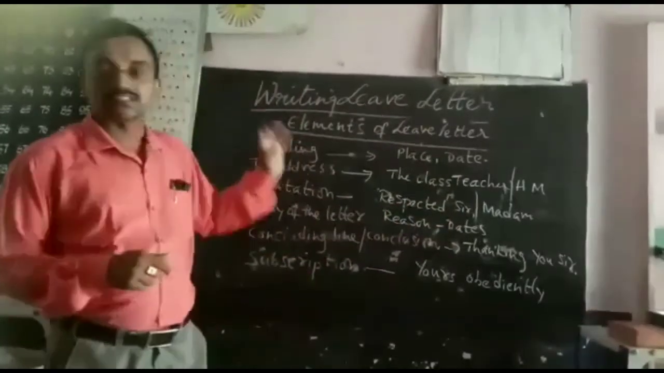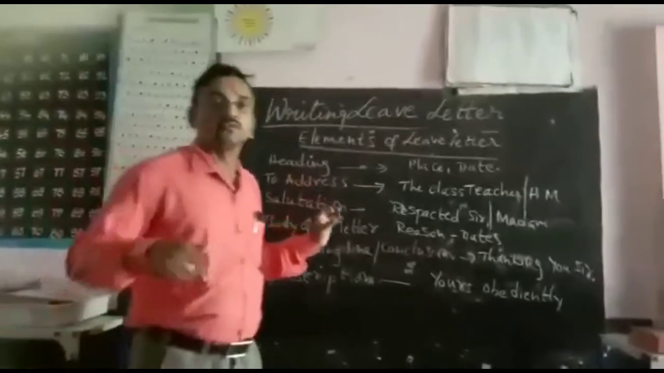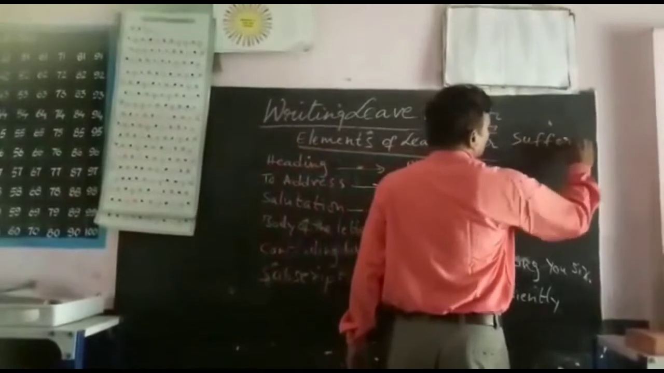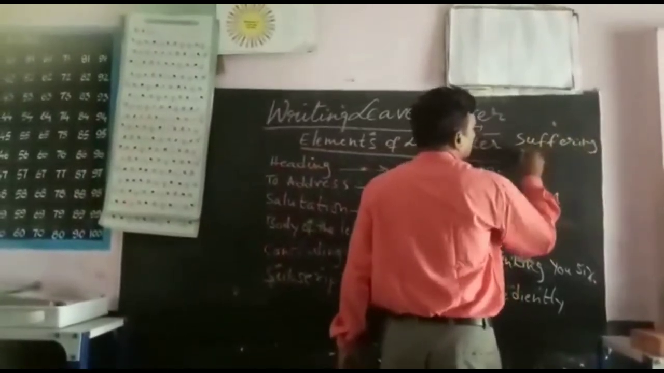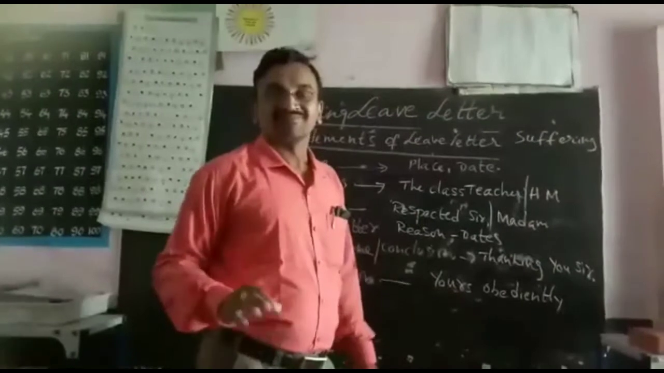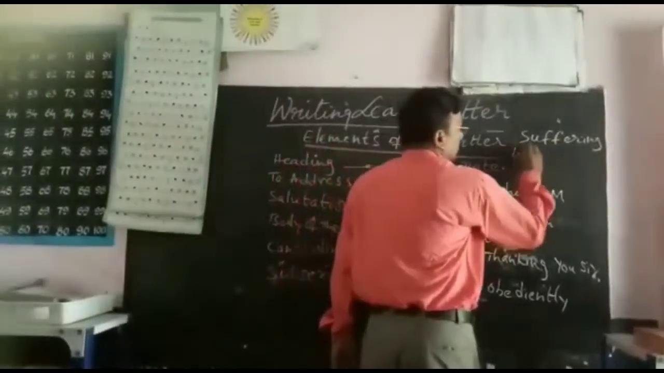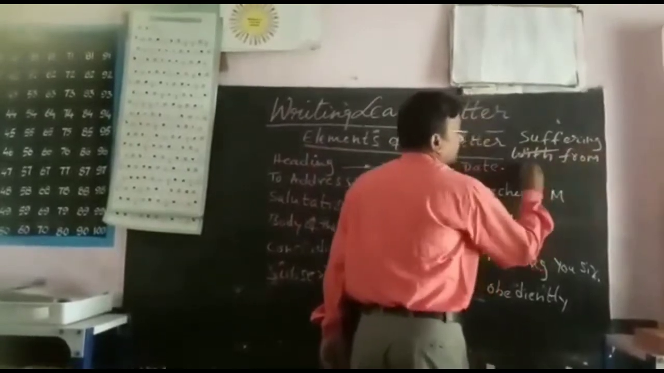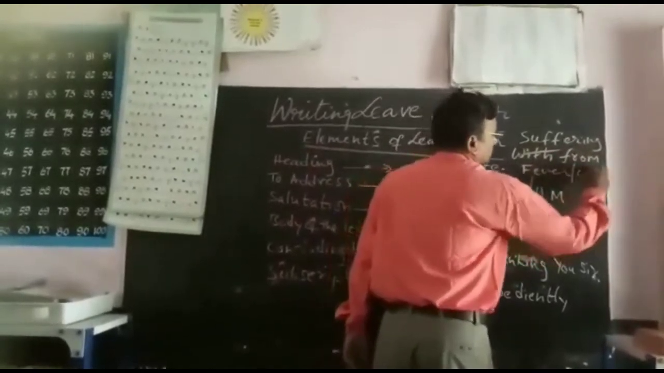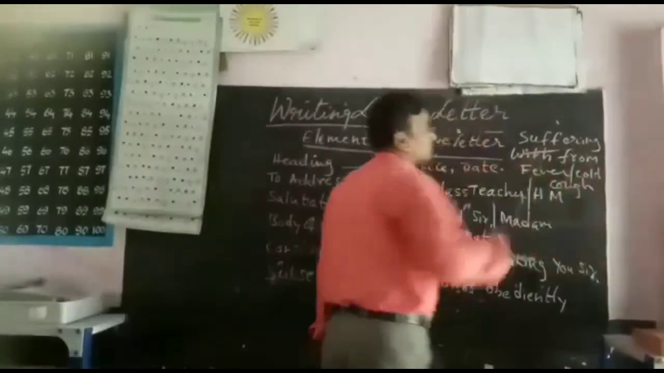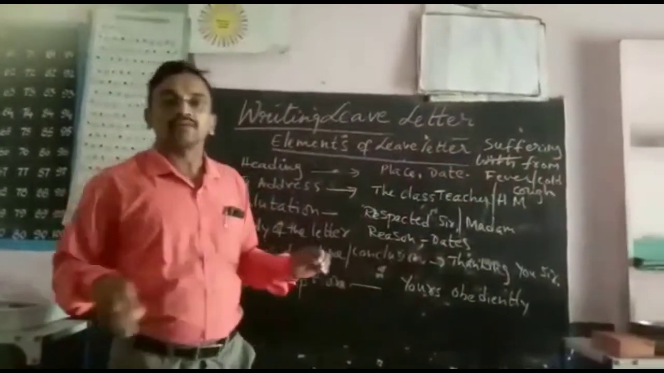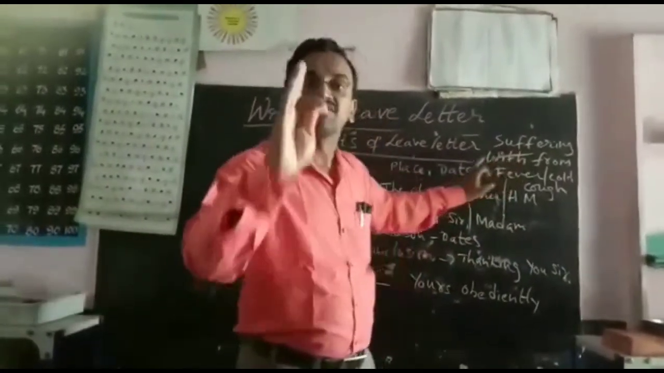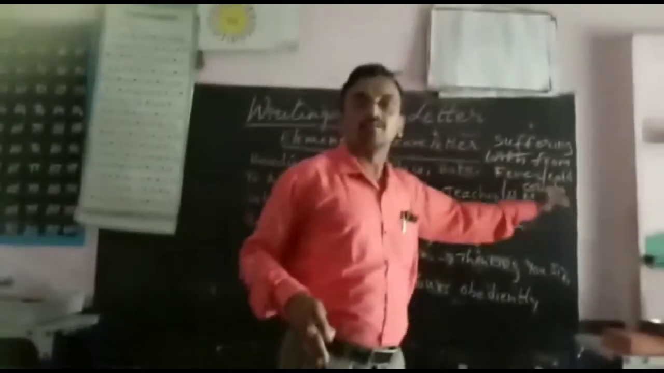And another mistake that people will be making is with "suffering from." You people will be writing "suffering with." That is wrong. Grammatically it is wrong. Don't write "suffering with." You should write "suffering from," and fever or cold or cough or something. So this is a common mistake that every person will commit. Don't write "with." Write "suffering from," and fever or cough or something.